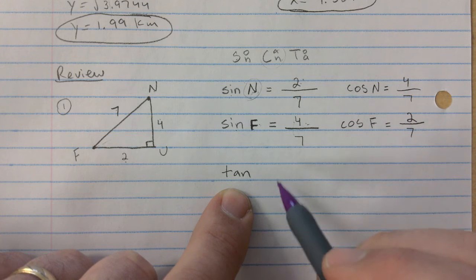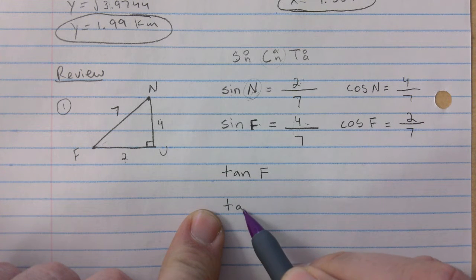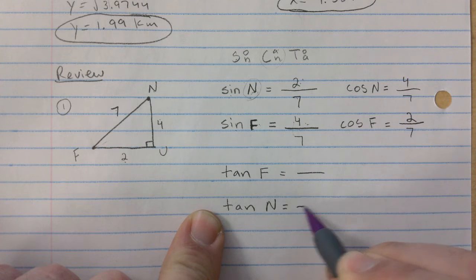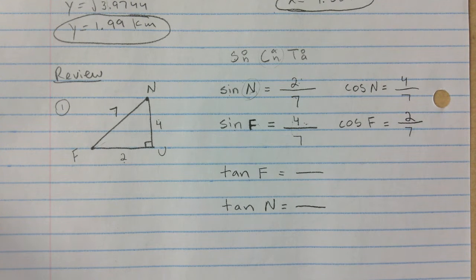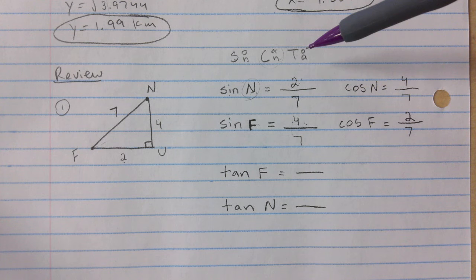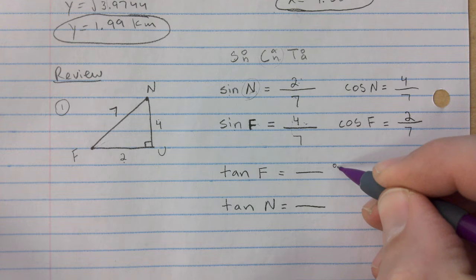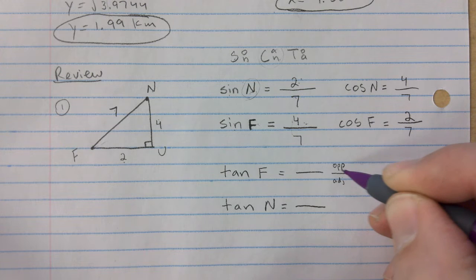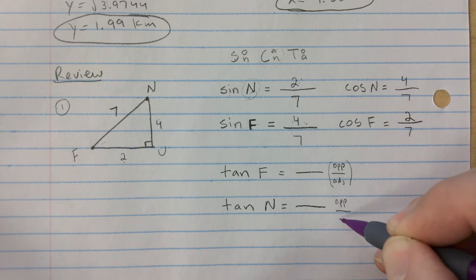Tangent of F, tangent of N. So I'm purposely switching it up on you, so you don't get too used to one way or the other. Now, first of all, tan, we're looking at TOA, which means that, if you need to do that for yourself, you know that the top is opposite, the bottom is adjacent, right? You kind of just make a note for yourself like that. Those are the two numbers. Both of them, that is true.